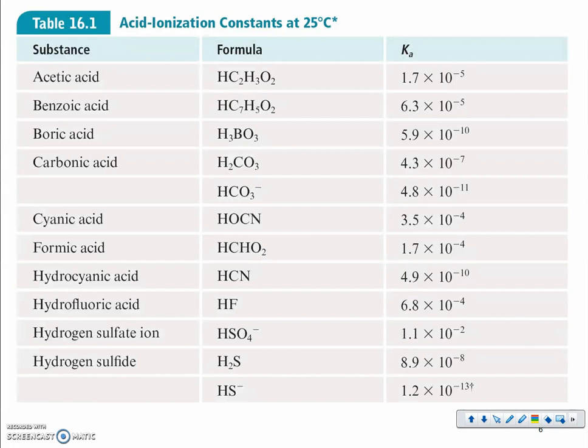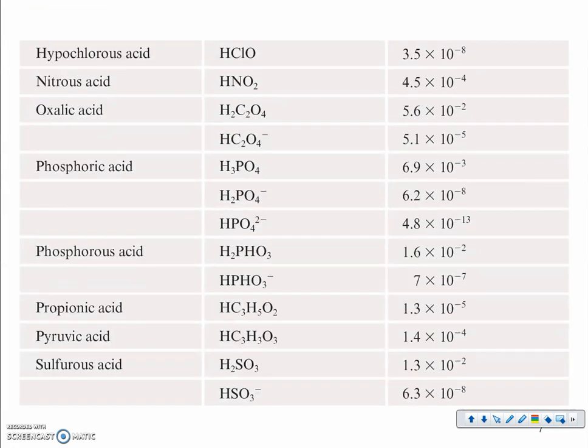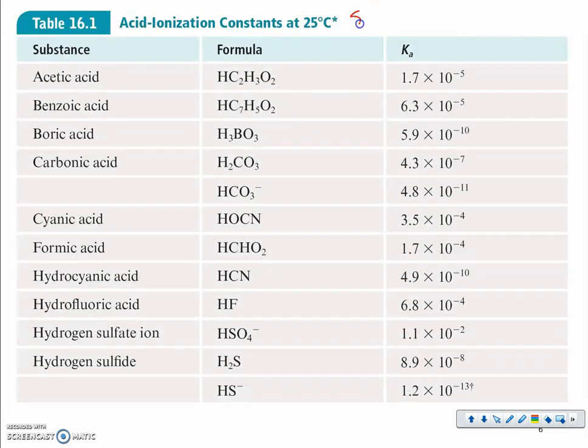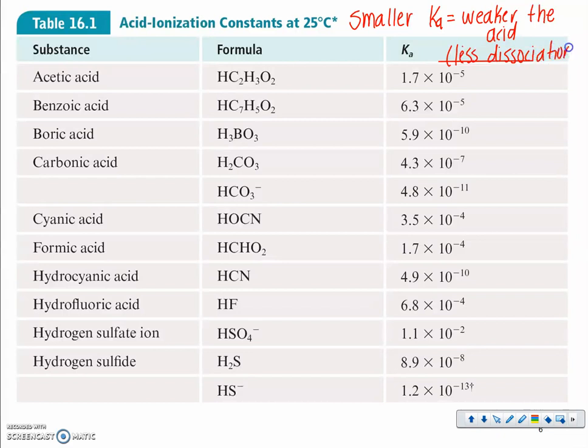So Kas have been tabulated for a lot of different substances, and here are lots of different ones. Your book has even more of them. So most things you can just look up what the Ka is. In general, you can tell a little bit about what the value of Ka is. The smaller the Ka value, that means the weaker the acid, which means the less it dissociates, or the less it ionizes. And then the opposite is true. The stronger the acid, the larger the Ka, the more it splits apart.